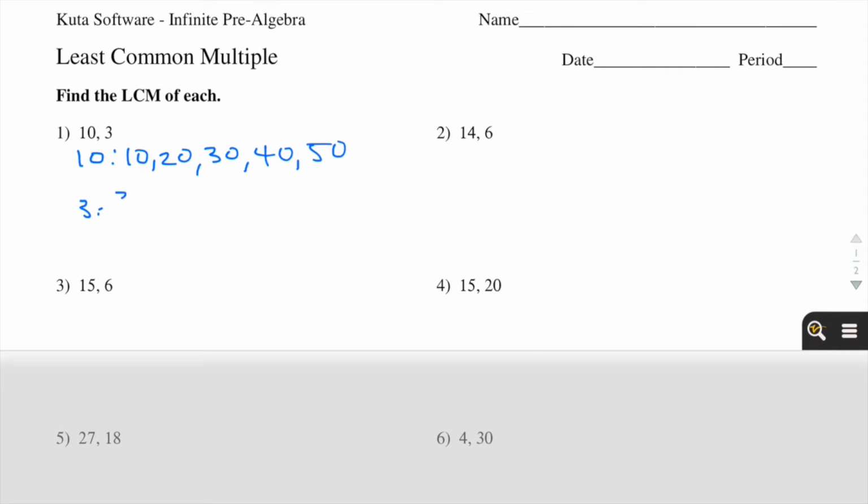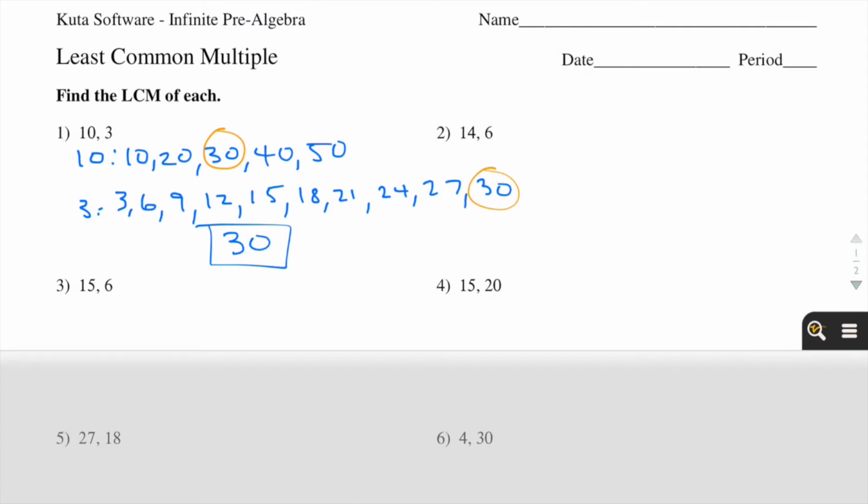So we do 3, 6, 9, 12, 15, 6 times 3 is 18, 7 times 3 is 21, 8 times 3 is 24, 9 times 3 is 27, 10 times 3 is 30. Well, we can stop there because 30 appears in both. So our least common multiple of 10 and 3 is 30. I'm going to write that in blue, and move this over so it doesn't interfere with number 2.